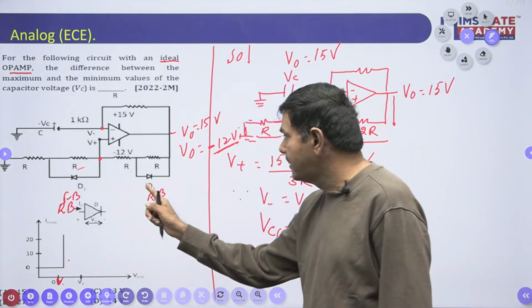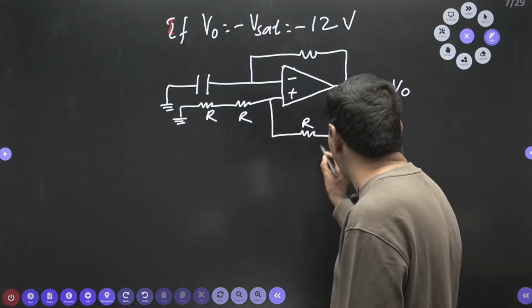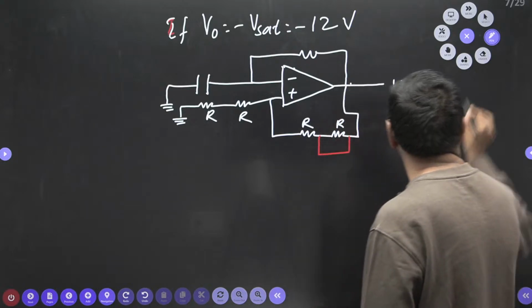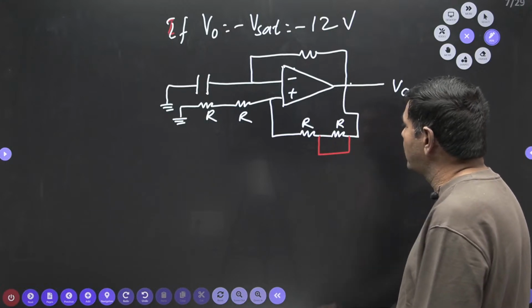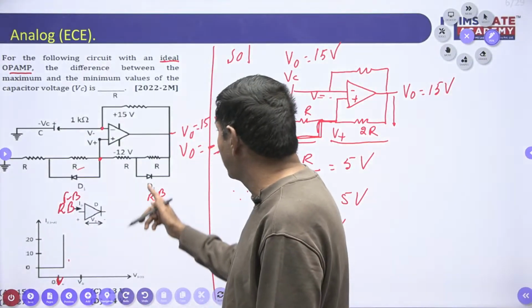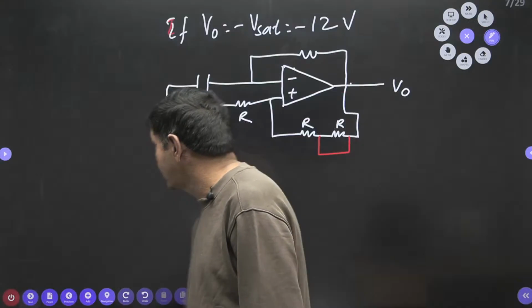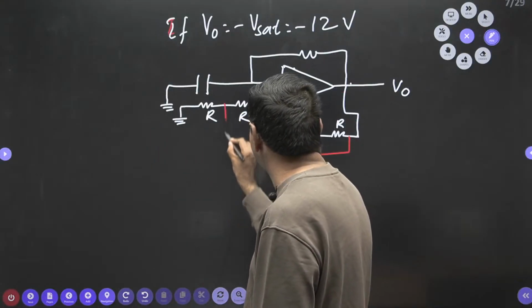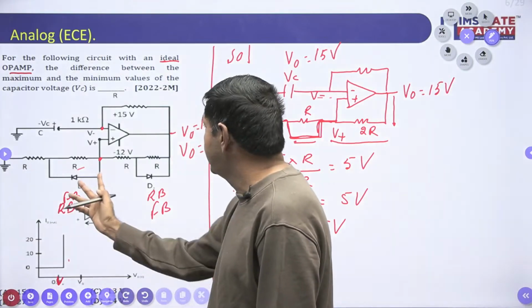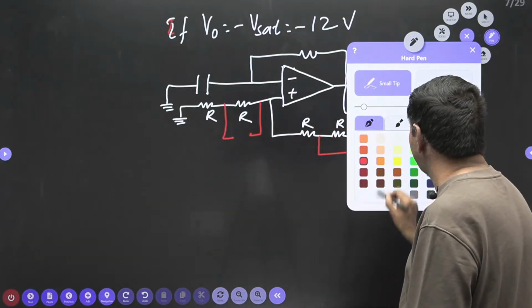I say this diode is forward bias. If it is forward bias, I can connect directly like this; it is shorted. The next one is forward bias, shorted here. This side it is reverse bias, so it is open circuited. This is open circuited. In such a way we get the final circuit.